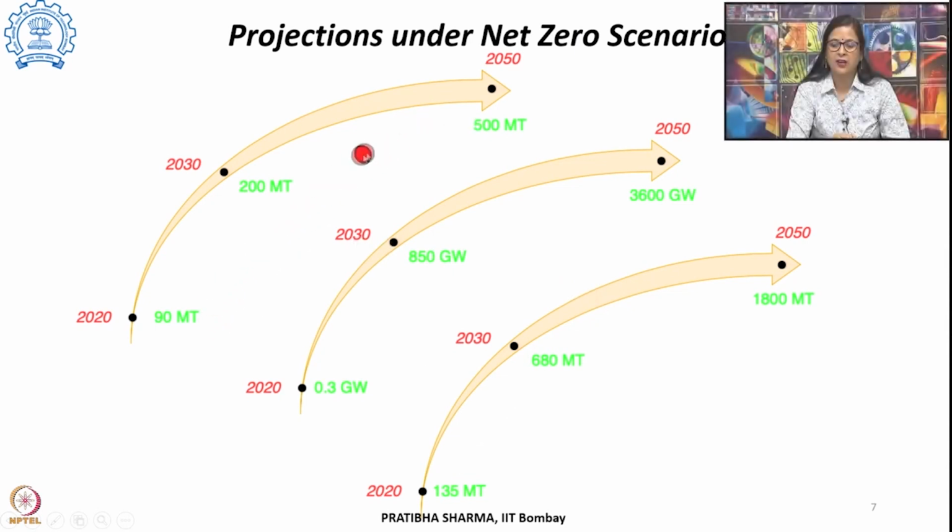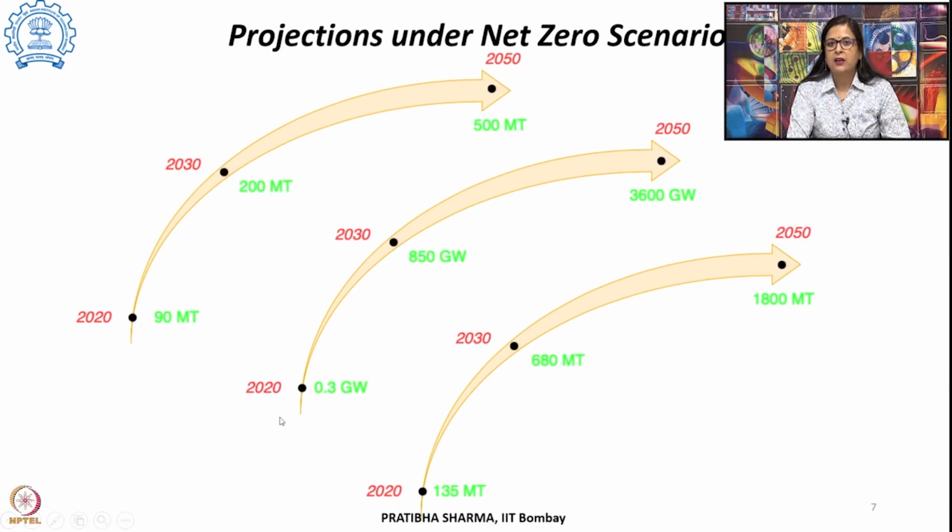Now if this is the forecast, for providing that much amount of hydrogen as we move in the net zero scenario, the requirement of electrolyzer capacity, which is currently 0.3 gigawatt installed capacity, will grow to 850 gigawatt by 2030, and it will be 3600 gigawatt by 2050. So this is the requirement in terms of the electrolyzer capacity.